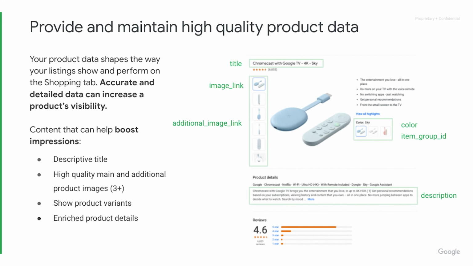Other ways it can boost impressions include showing product variants like colors and size bundled with an item group, and providing enriched product details and descriptions. In addition to all of this, customers expect the messaging of your listings to match your landing page. Differences can create a poor customer experience or cause them to leave your page without buying anything. So make sure that you use the same title, description, and product information that you use on your landing page.